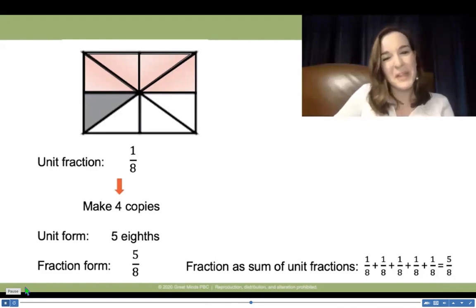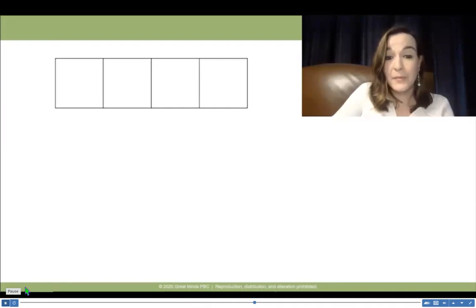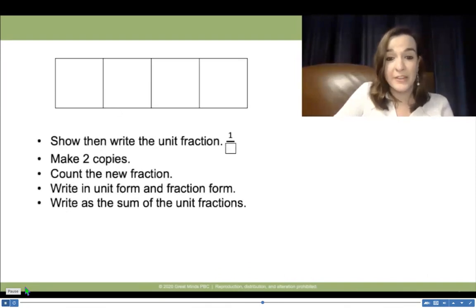Let's try one more. Erase your whiteboard. Now on your whiteboard, copy the rectangle into 4 equal pieces that I drew here. Pause the video to draw your rectangle. Now you're going to show and write the unit fraction. Then make 2 copies of the unit fraction. Count the new fraction you've created and write that fraction in unit form and in fraction form. Finally, write the fraction as the sum of the unit fractions. Pause the video to complete this task now.